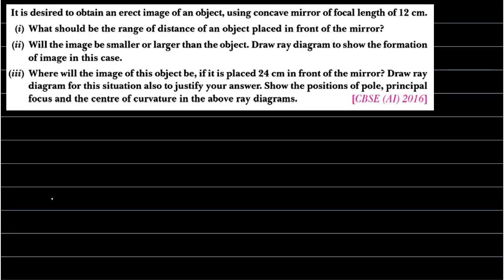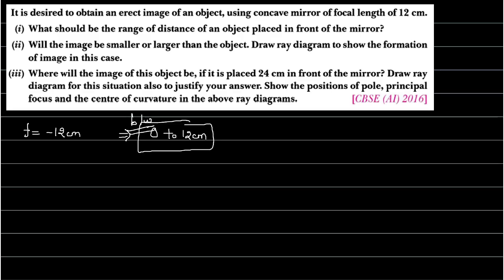Next, it is desired to obtain an erect image of an object using a concave mirror of focal length 12 centimeter, right? You want to make an erect image. So what should be the range of the distance of the object placed in front of the mirror? You can place it anywhere between pole and focus. So the range would be 0 to 12 centimeter, right? Obviously 0 and 12 should not be included. So you will write between 0 to 12 centimeter.